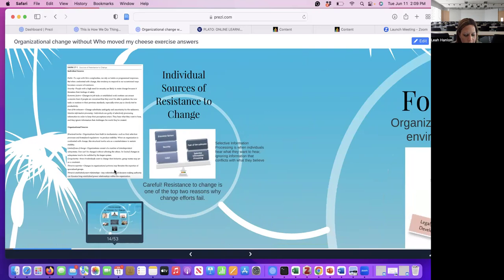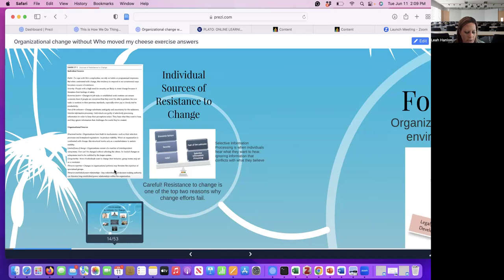There's a few more here, but for selective information processing, individuals are guilty of selectively processing information in order to keep their perceptions intact. They hear what they want to hear, and they ignore information that challenges the world they've created. And to go over some of the organizational sources.